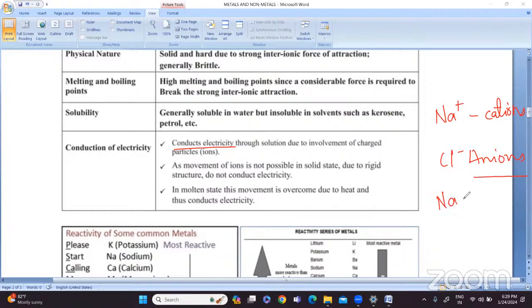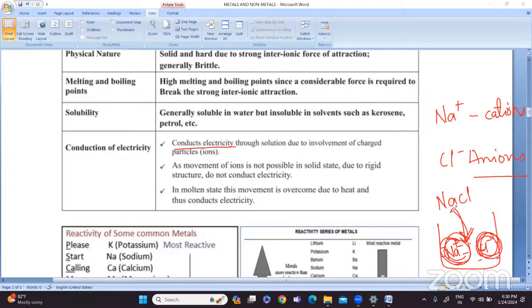Suppose I add NaCl into water. I take a beaker, I take water, and to that I add NaCl. What will happen? When we add this NaCl in water, it gets ionized and forms Na plus and Cl minus ions. Now if you supply electricity here, the charged ions will start conducting electricity, because it involves the movement of these charged ions or charged particles.